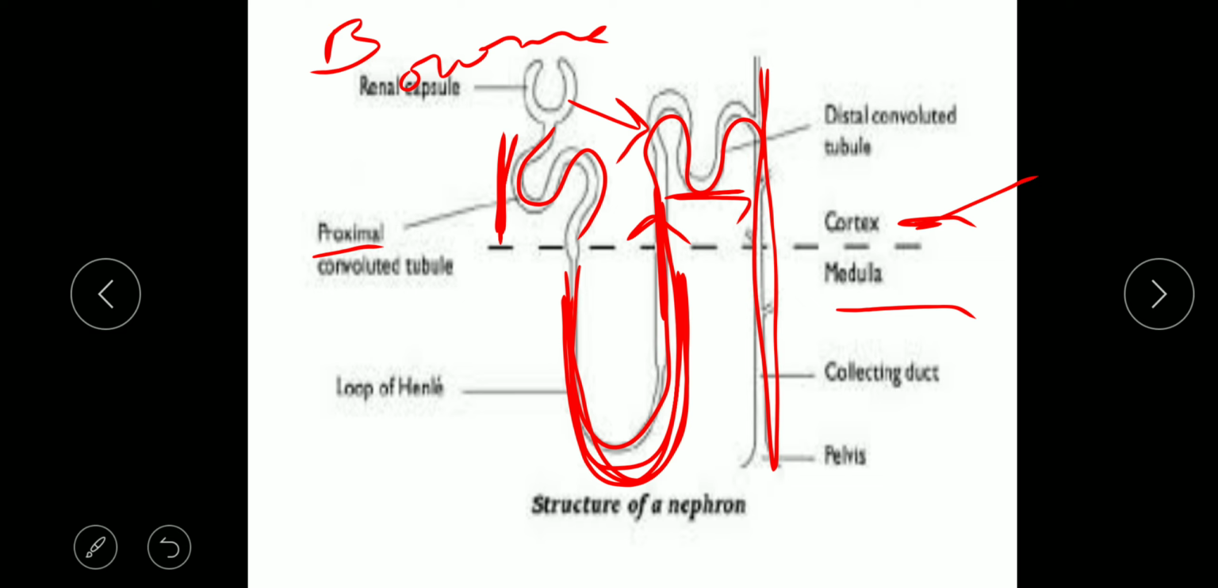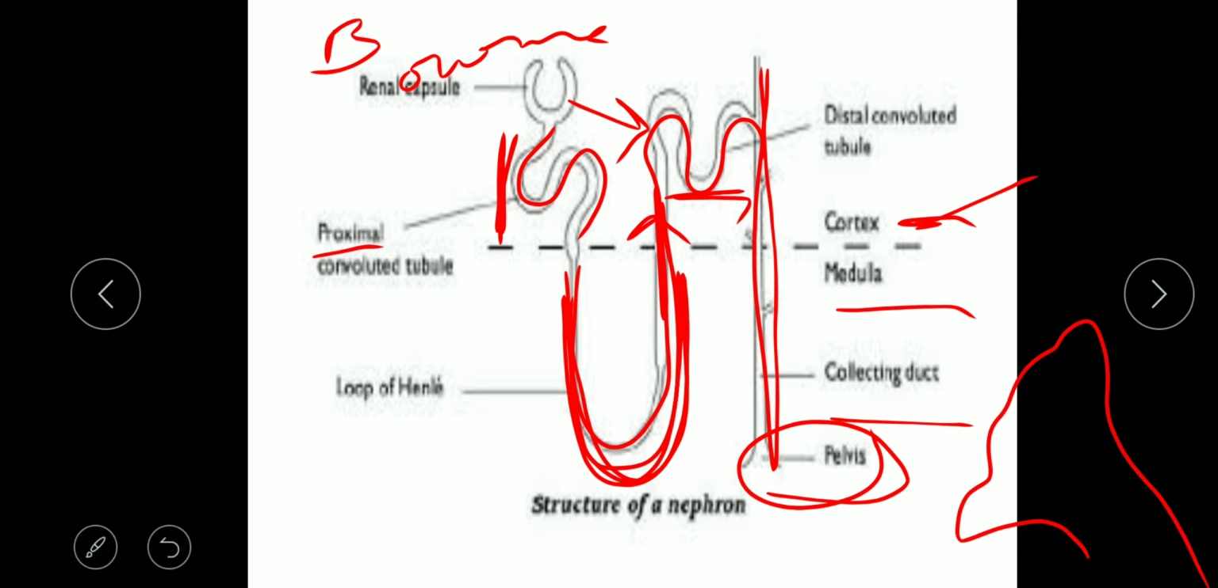This is the structure you have understood. This collecting duct joins with the pelvis. And what is pelvis? It is just the expanded portion of the ureter coming out from the kidney. So many collecting ducts will join together with the pelvis.